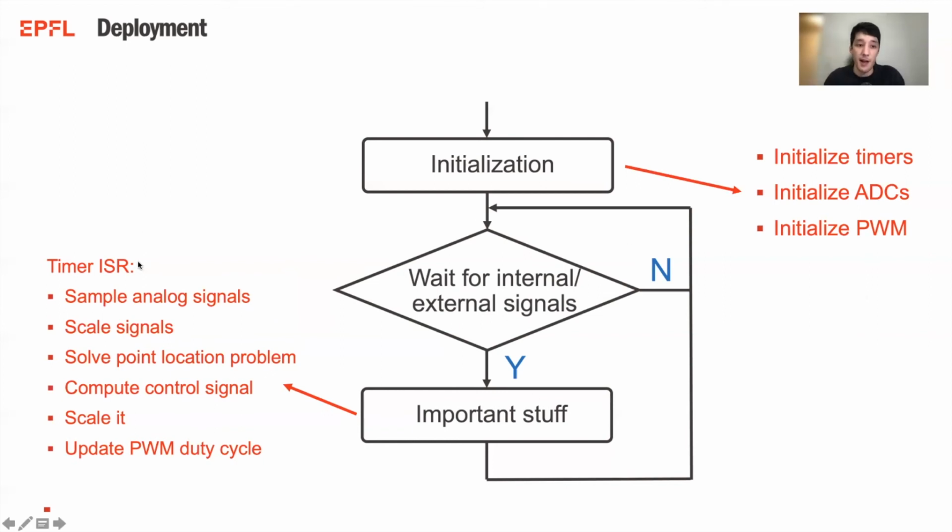Inside the timer ISR, we wrote our MPC algorithm. First, we had to sample the two analog signals and scale them. Next, we solved the point location problem, so figuring out in which of the regions you are, to extract the right feedback gains and compute the associated U. And finally, the last step was to take this U value and send it to the PWM peripheral, so that the duty cycle of the PWM signal would be updated. Okay, so that's the general picture of our embedded firmware.